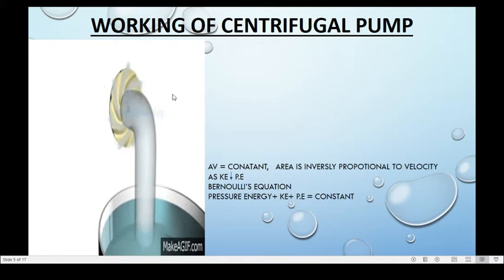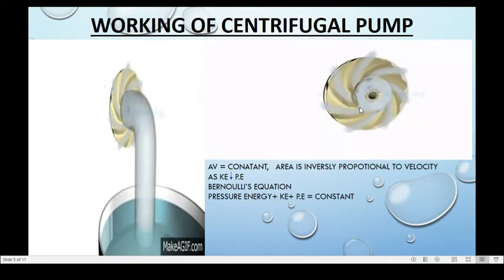So in this way, what happens? The process continues, and in this way, water is getting into the impeller and it is moving outward and going to the centrifugal casing and next to the delivery valve and to the delivery pipe. Okay. Next, we will see how the kinetic energy is converted into pressure energy.